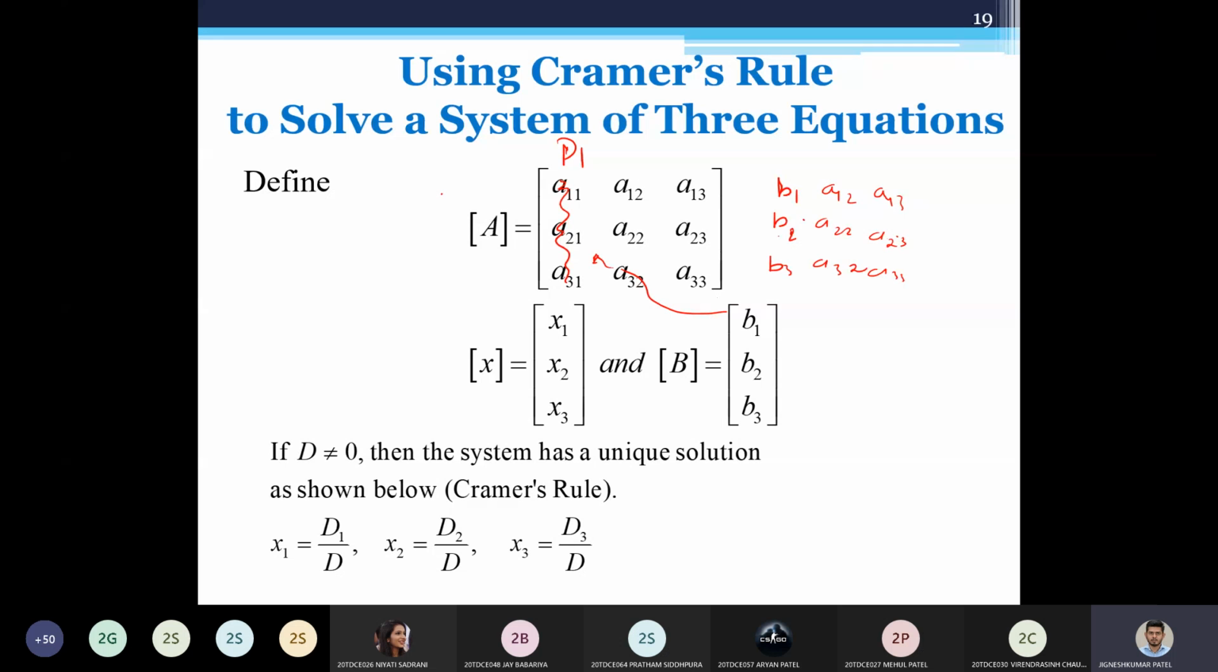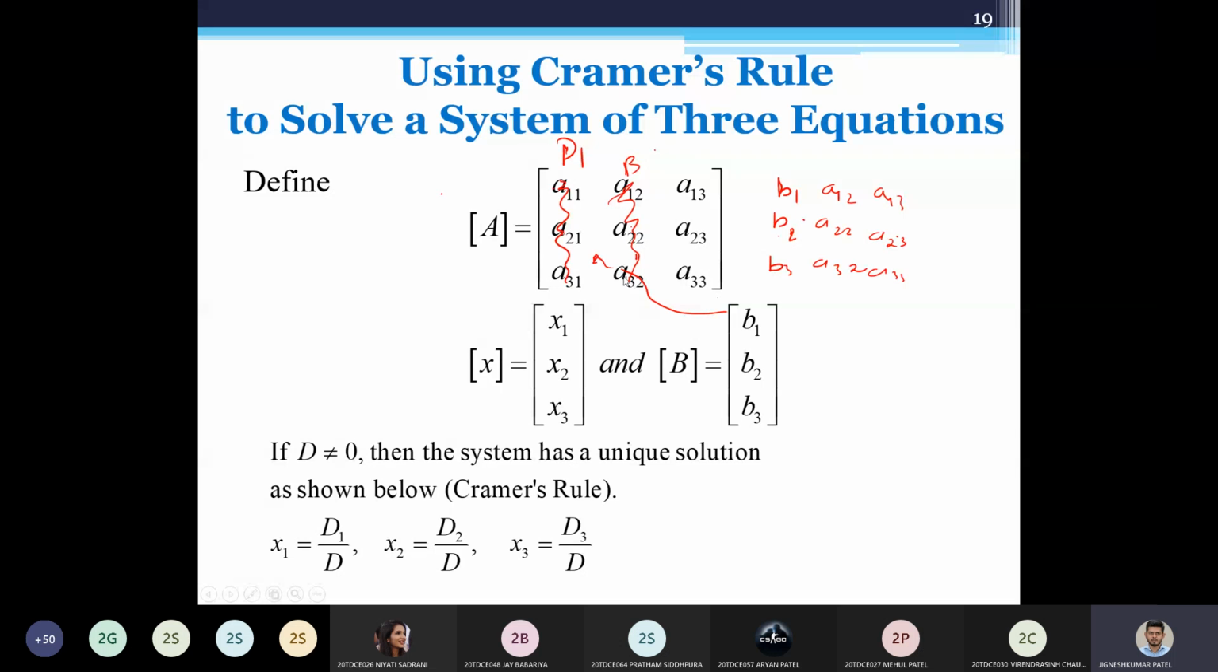Same way for D2, I will remove this line and replace this with B. So B1, B2, B3 here. A11, A13 will be as it is. These two lines would be as it is, but I will replace the second element. Same way for D3, I will replace this one.